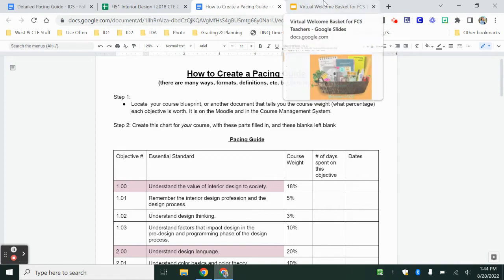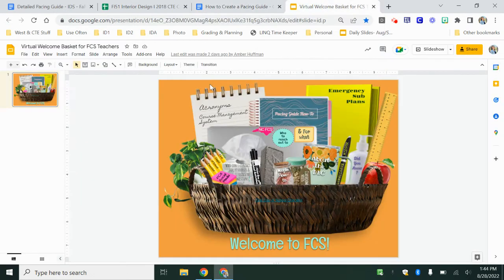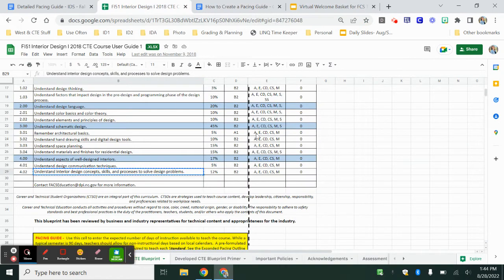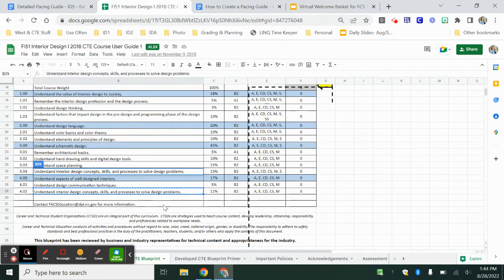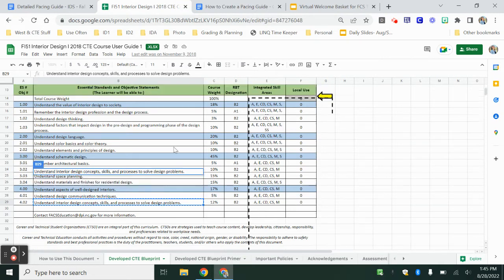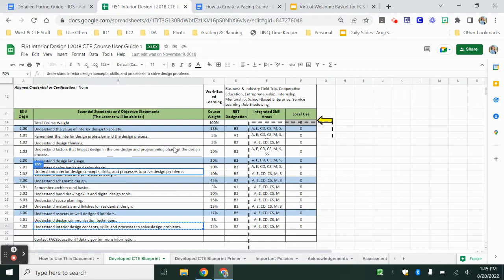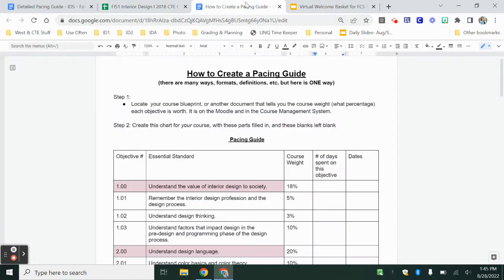And since you probably got this from the virtual welcome basket, the course management system can be clicked on right here on the notebook paper if you want to get it there. And it looks like this, the blueprint does. It's probably called Develop CTE Blueprint in the tabs at the bottom. At least this is how mine looks. So first locate that because you're going to need all those numbers and objectives.